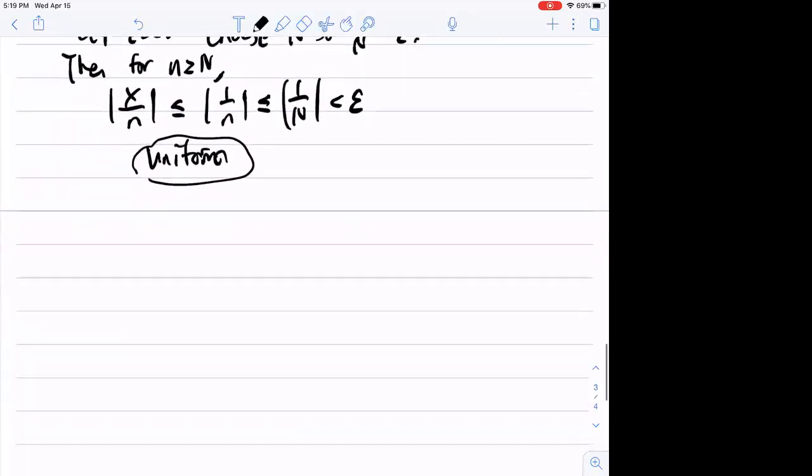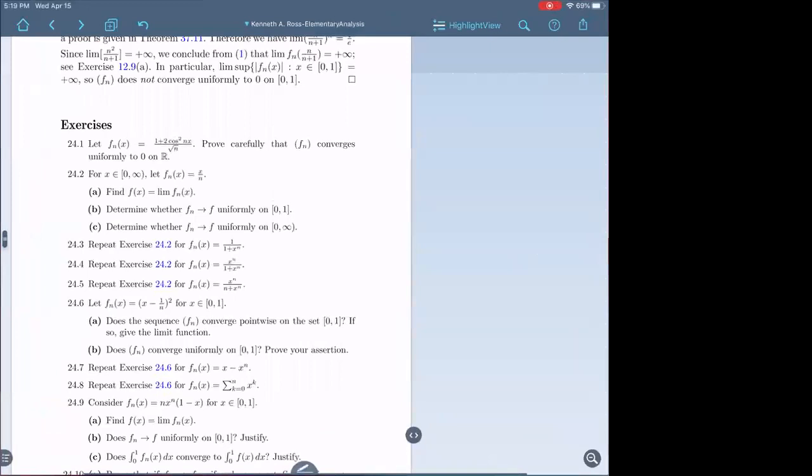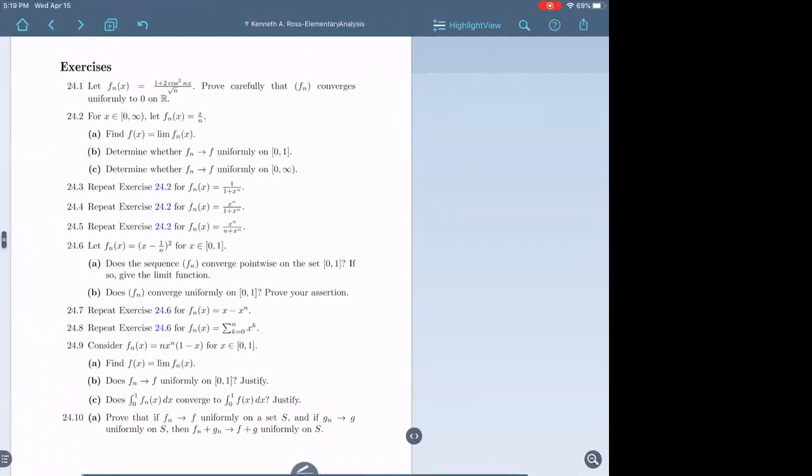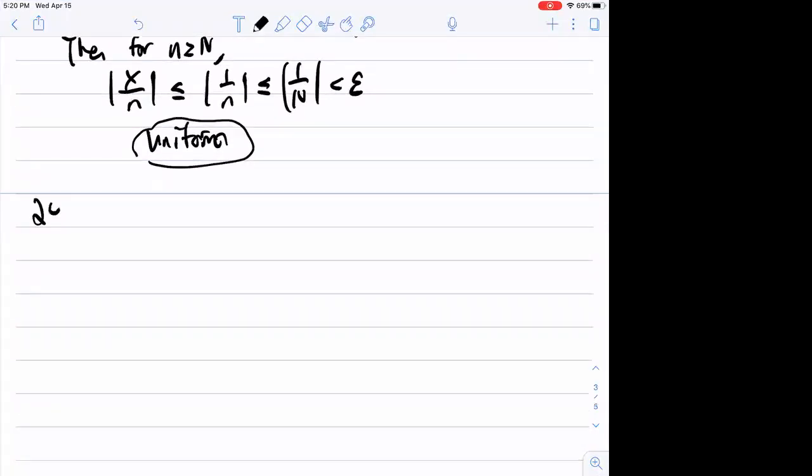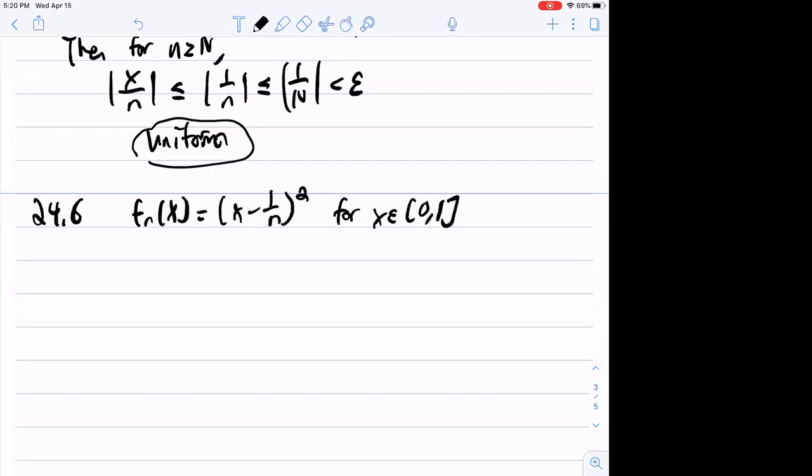Okay. Let's go over another example. So let's do 24.6. Let's do an even number. So (x minus 1 over n) squared, for x in 0 to 1. Okay, so A: does this converge pointwise? So what do you all think? Does this sequence converge pointwise?